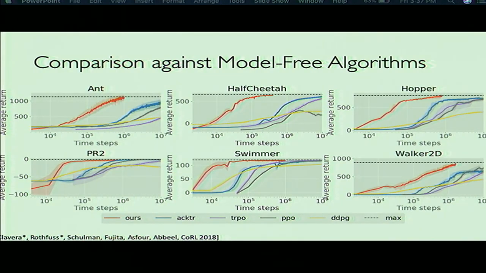Here we see a comparison against model-free algorithms, and our method is the red curve. We see that it's able to achieve the same asymptotic performance as model-free methods, while needing 100 times fewer samples.